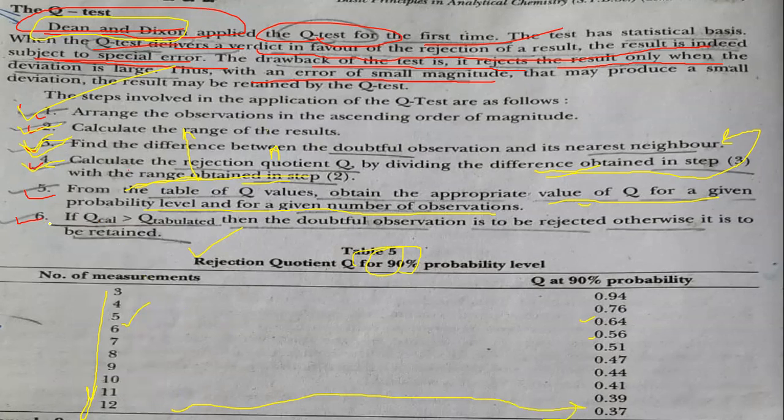If Q calculated is greater than Q tabulated, then the doubtful observation has to be rejected. Otherwise, the doubtful observation can be retained. Getting my point? If Q calculated is greater than Q tabulated, then the doubtful observation has to be rejected.